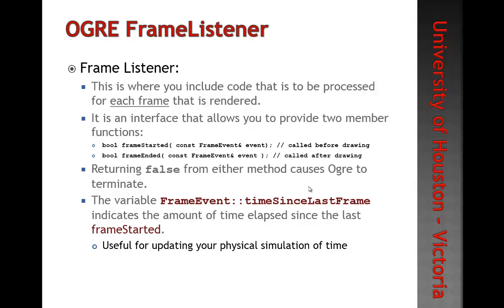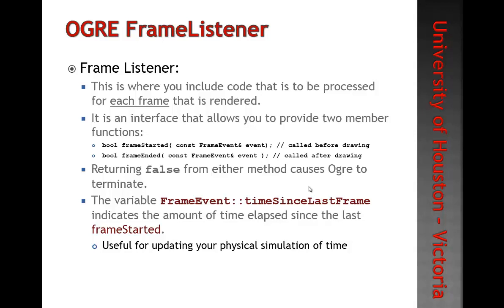The frame started and frame ended member functions within our frame listener must return true in order to keep the game loop going, or rather the rendering loop going. And so if you wanted to exit out of your render loop, you would simply create a condition in one of the members of your frame listener to return false. The moment you return false, the Ogre render loop will terminate.